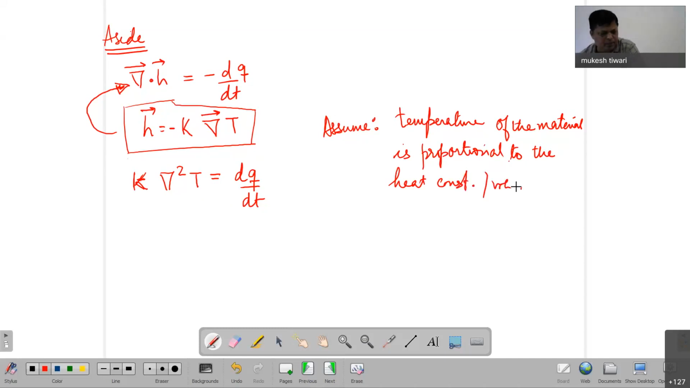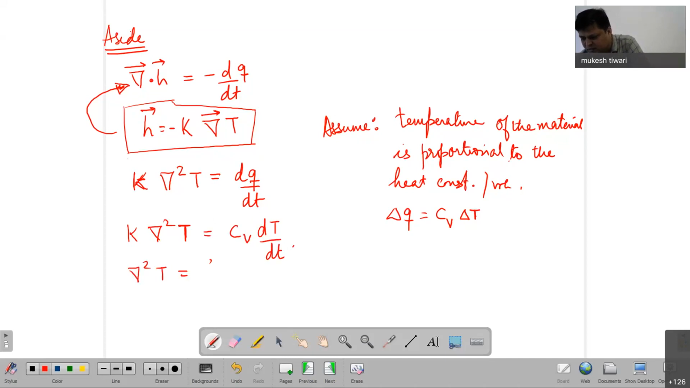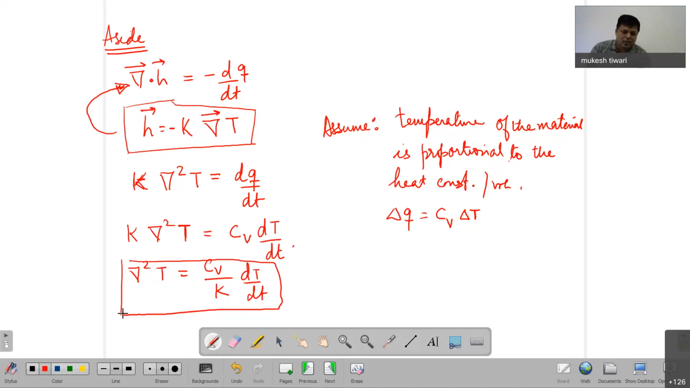per unit volume. So what I mean by that, delta Q I can write as the specific heat times the change in temperature. Or since again it is an incremental change, delta Q is very small, you can write it as this dq term. So the right hand side now, I can write as C_V, or the Laplacian of the temperature is equal to C_p divided by this constant. This is an expression.